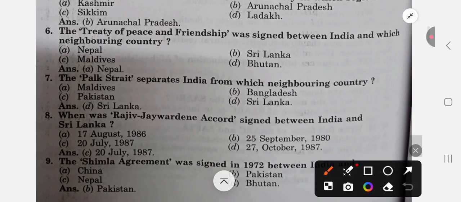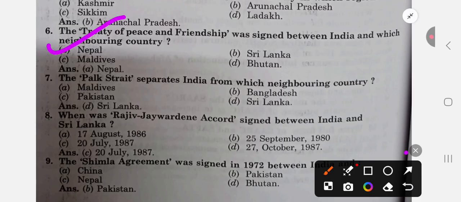Next question is, the Treaty of Peace and Friendship was signed between India and which neighboring country? Nepal. It was signed with Nepal to foster the friendship. Right, it was signed around the 1950s. Treaty of Peace and Friendship, 31st July 1950.